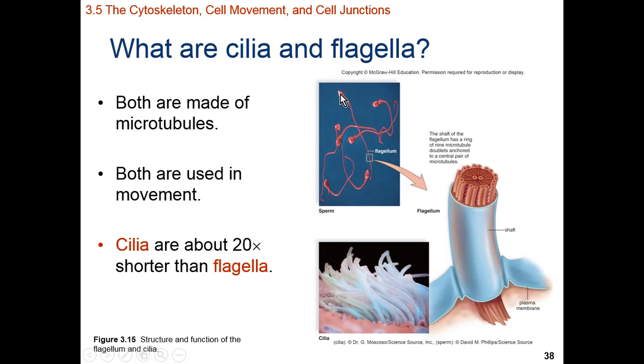Here's a sperm cell with a flagellum. Notice how big the flagellum is in comparison to the cell body. And the cilia are much smaller than the cell body. Cilia are about 1/20th the length of a flagellum. And the cilia do not move the cells in human beings. In human beings, cilia move substances past the surface of the cell. So in human beings, flagella move cells, and then cilia move substances past cells. That's an important distinction.